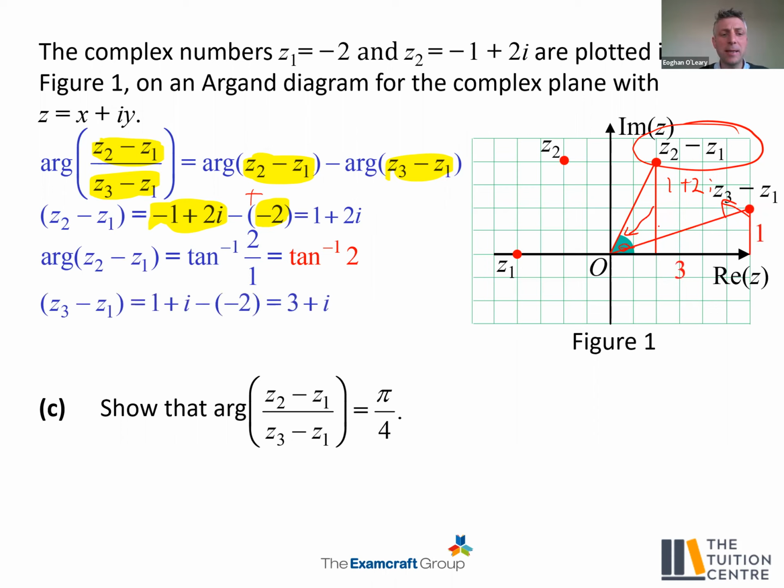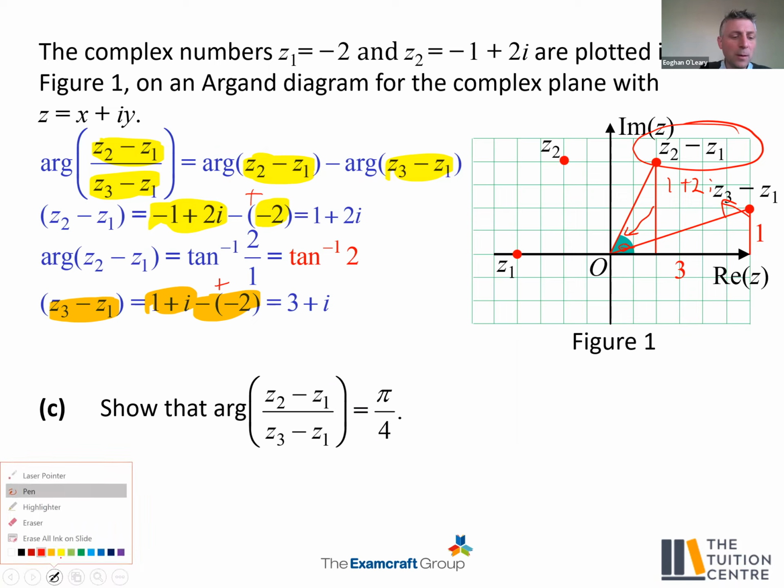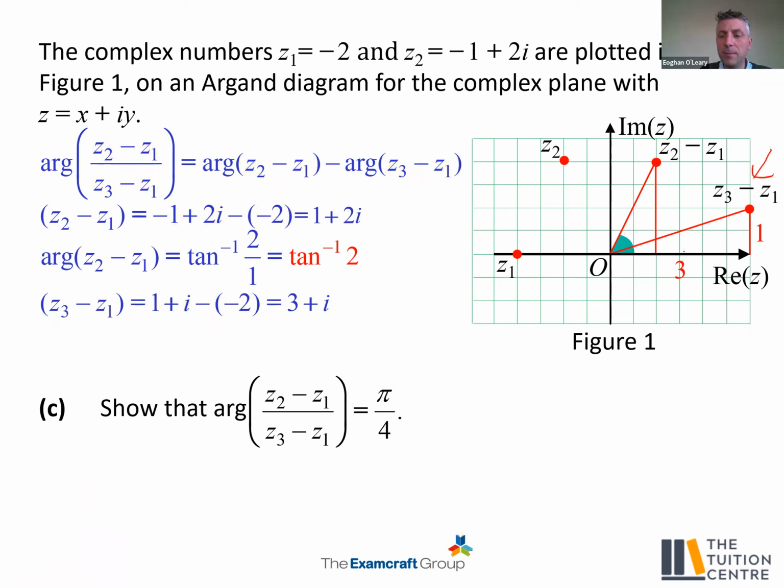I'm going to do a similar idea here for z3 minus z1. z3 is equal to 1 plus i. Again, z1 is equal to -2, so I'm going to be saying minus -2, which again will give me the +2, so I end up with 3 plus i. So over here on the Argand diagram, z3 minus z1 is going to be 3 plus 1i. If I want to find out my angle here, my argument, I'm getting the inverse tan of 1 over 3.